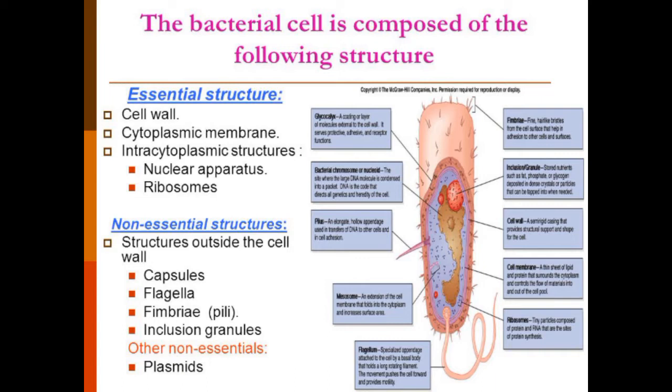Non-essential components of the bacteria are the structures outside the cell wall, which are the capsule, flagella, and fimbriae, which are also called pili, inclusion granules, and another non-essential component is the plasmid. Plasmid is present inside the cell wall. Now we will discuss essential and non-essential components in detail.